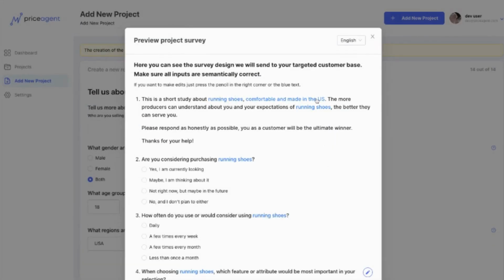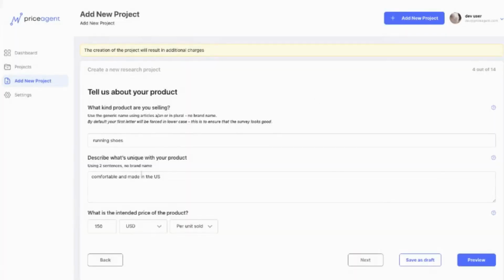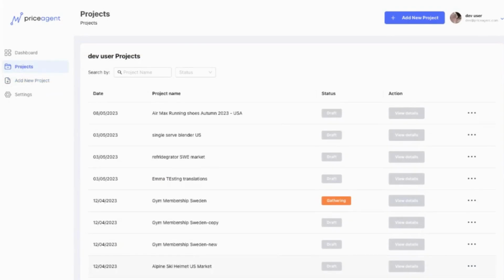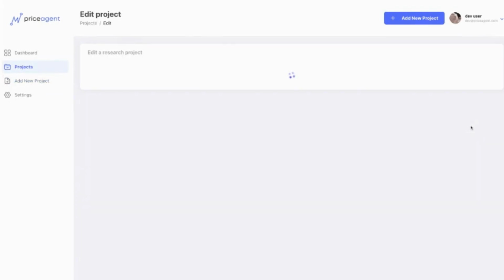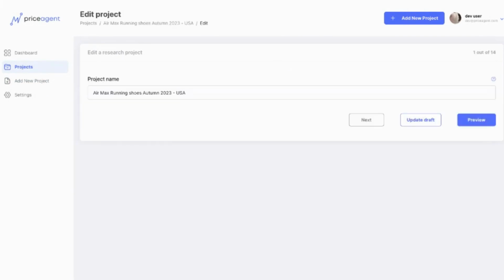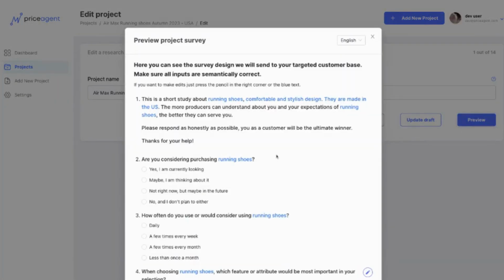This is a short study on running shoes, comfortable and made in the US. Maybe I want to change this a little bit. Comfortable and stylish design. They are made in the US. Okay, save. Now it's going to jump back, so we have to look at that preview again. This is my project. I press edit and preview. Okay, so we see the text updated. They're made in the US.